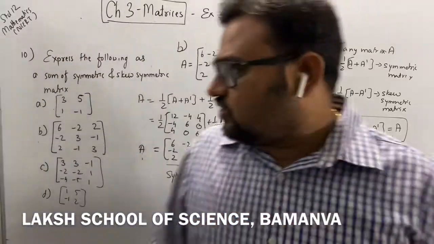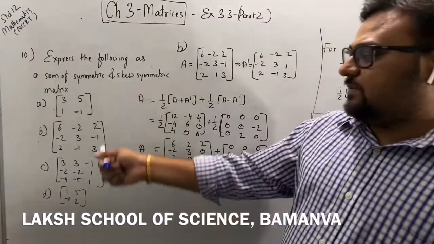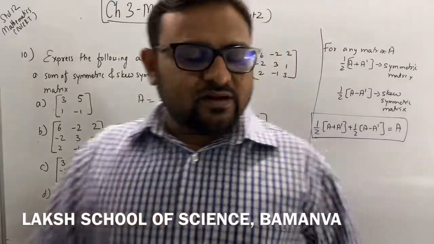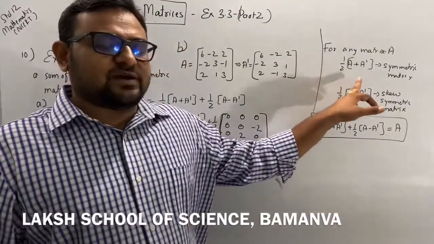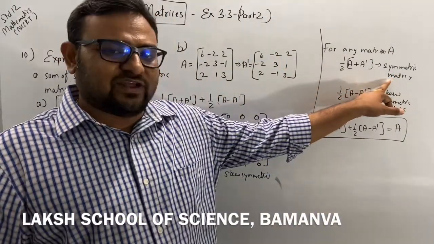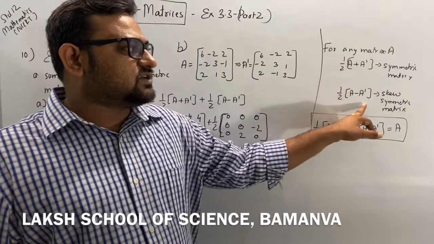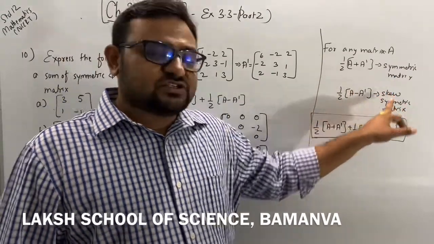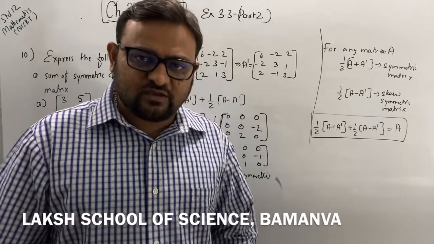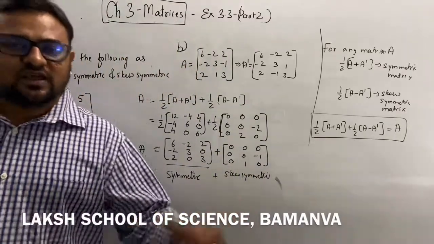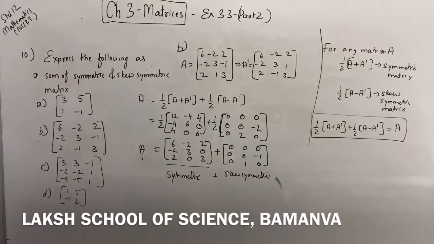Okay, so by this way solve A, B and D. Remember this property, half A plus A transpose will be always symmetric matrix and half A minus A transpose will be always skew symmetric matrix. Okay, so note down this and try to solve the other three ones.